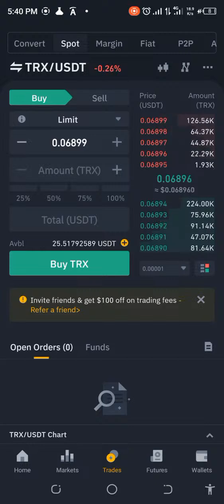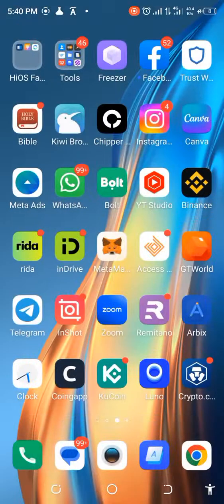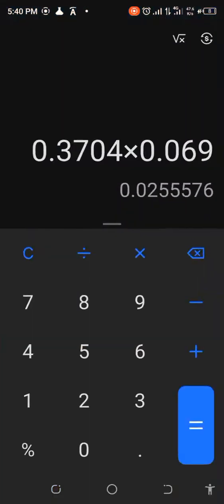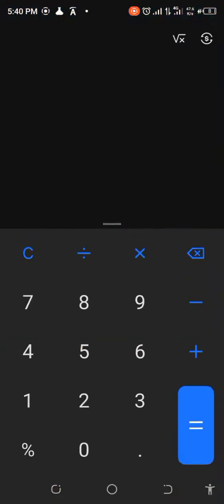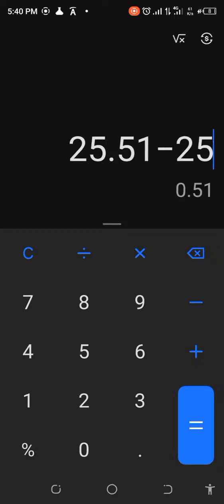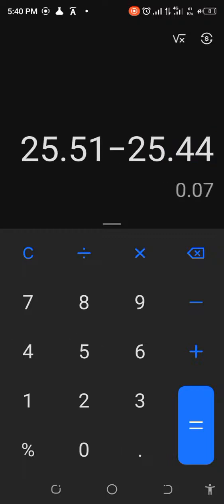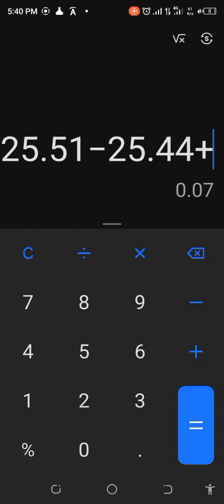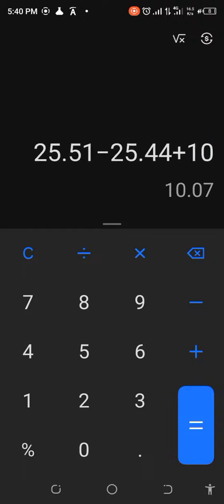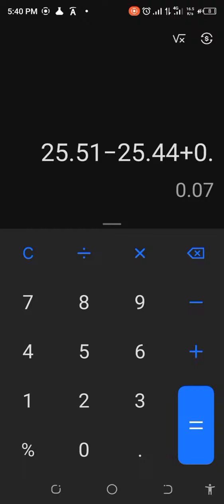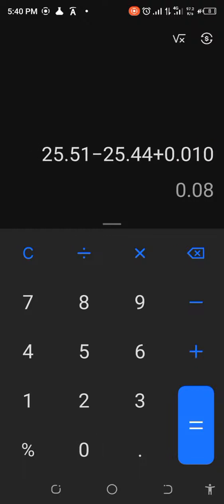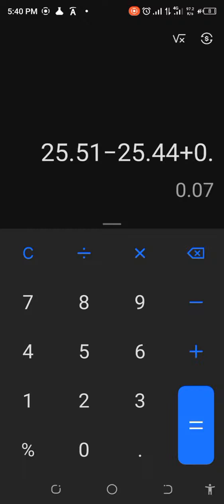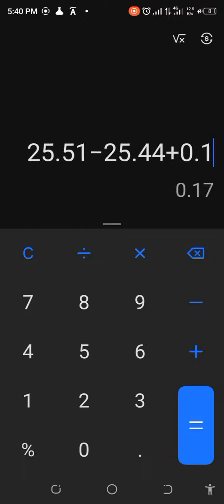So what was our profit supposed to have been? Normally it would have been, let's check that again. We have 25.51 minus 25.44. So this is 7 cents, right? So we will now include plus 10 cents. What am I saying? 0.10. Okay, no, that's not it. It would have been 17 cents, right?